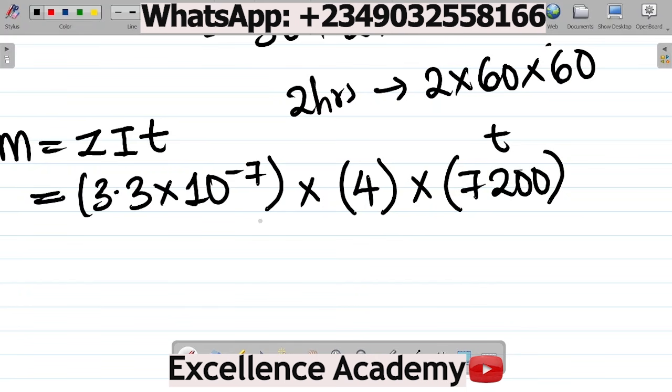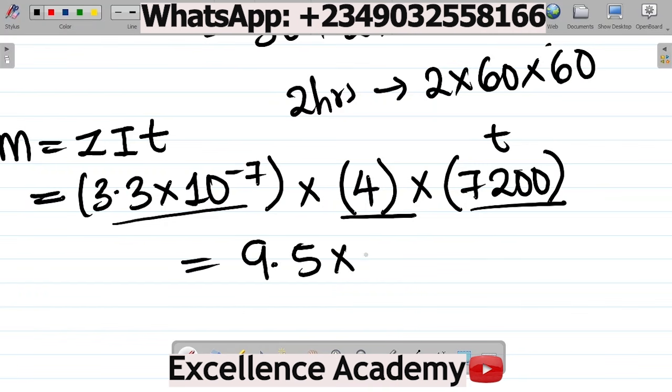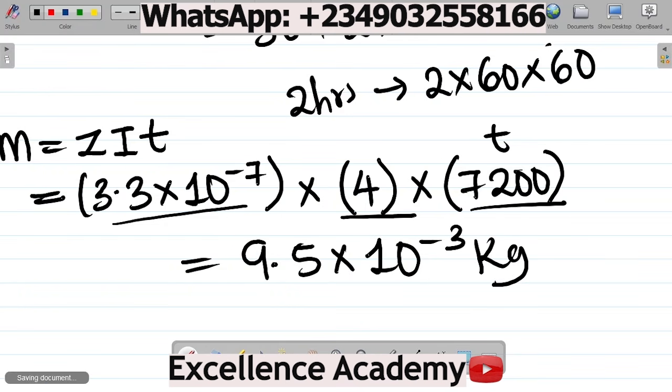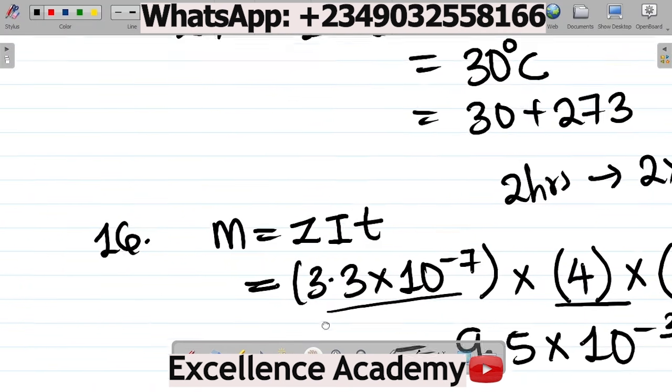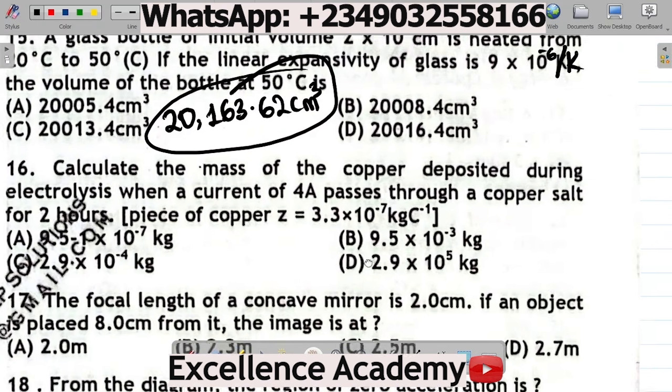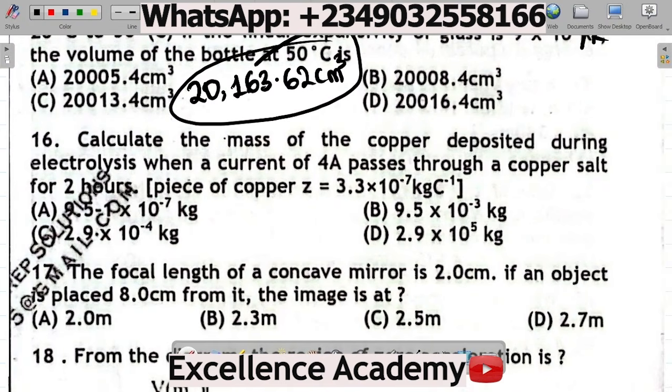Okay, let's multiply all of this. So if you multiply this times 4 times this, your final answer there should give you about 9.5 times 10 to the power minus 3. We're looking for mass, that would be in kilograms. So you have 9.5 times 10 to the power minus 3 in kilograms. That's your value there, which is option B. So option B is your correct answer.